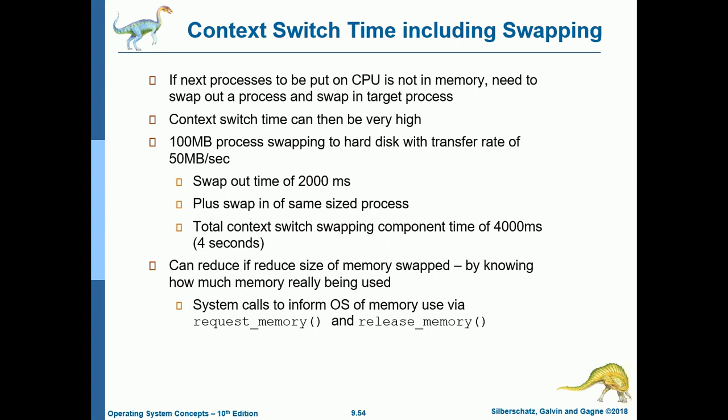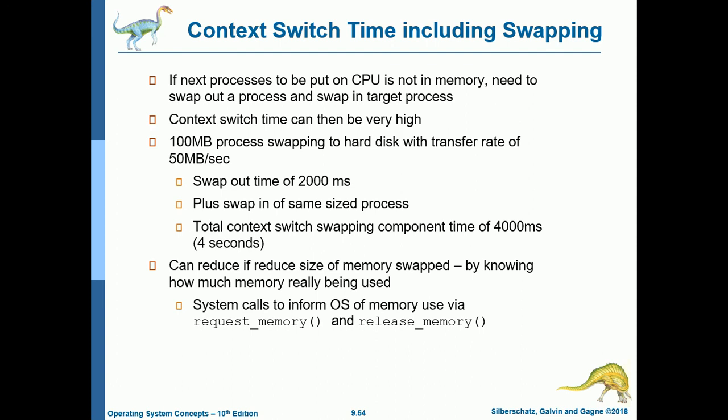Next, we have the context switch time, including swapping. If the next process to be put on the CPU is not in memory, we need to swap out a process and swap in the target process. So context switch time can then be very high. We have a 100 megabyte process swapping to hard disk with a transfer rate of 50 megabytes per second. So swap out time is 2000 milliseconds, plus swap in of the same size process. So the total context switch swapping component is 4000 milliseconds.